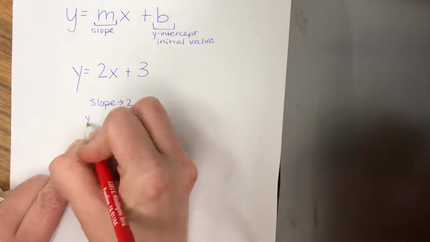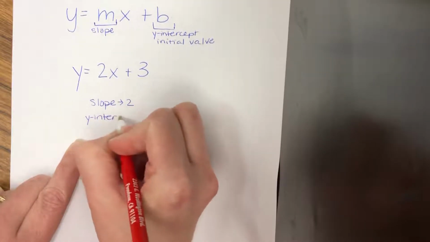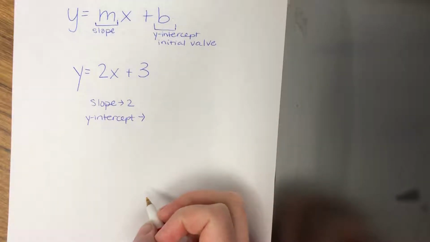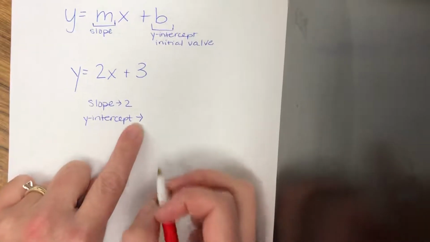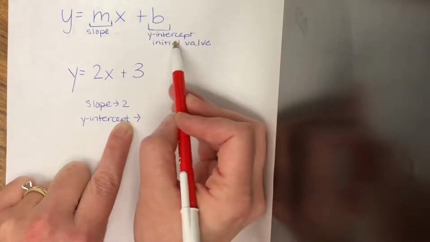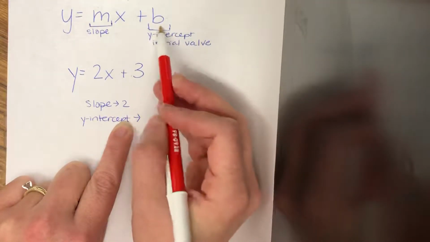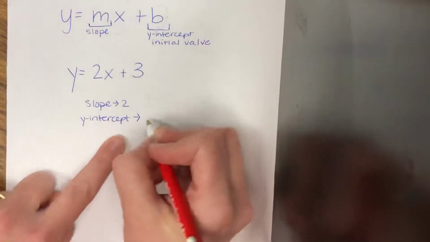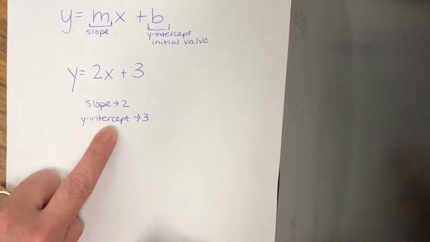And then if I said, what's the y-intercept? That's where it crosses the y-axis. It is also the initial value, so how much did it have when the x was 0? So the b is the y-intercept, or the initial value, and there is a 3 sitting in place of the b. So that means the y-intercept is 3.